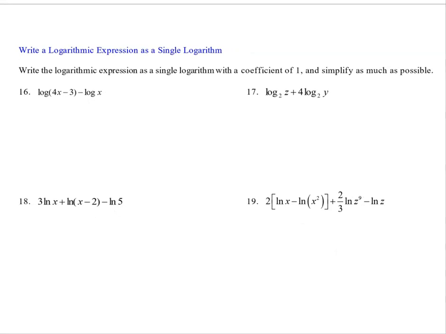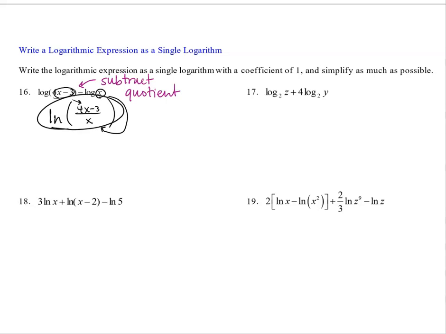Moving on, we're now going to be condensing logarithms. So instead of starting with one logarithmic expression and expanding it out to many logarithms, we're now starting with many logarithms and we will be condensing them. So in example 16, we have two logarithms that are being subtracted. Because those are being subtracted, we know that we can use the quotient rule, which tells us that we can write our answer as one logarithm with a quotient on the inside. What goes inside the numerator was what was in the first positive logarithm, and what goes in the denominator is what was in the second negative logarithm. And there's our final answer.